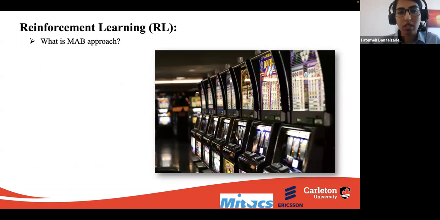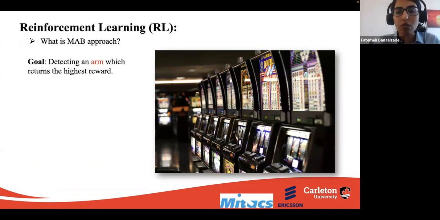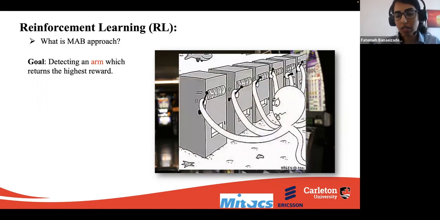In our research, we use one type of reinforcement learning approach, which is called multi-armed bandit, or MAB. How does the multi-armed bandit approach work? This approach is designed based on slot machines in a casino. For example, when you go to a casino, we have several slot machines, and we put money in one of these machines and try our chance by pulling each arm. If we get a point, then we decide, okay, this is a good slot, and I will try this slot more and more.